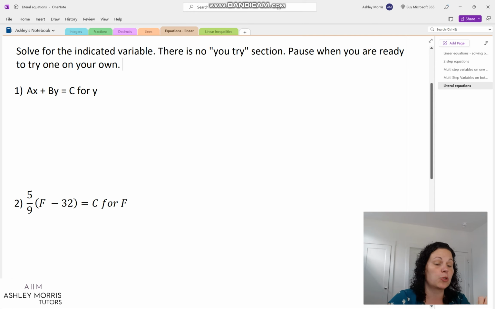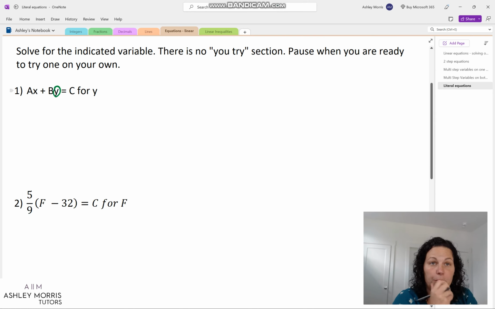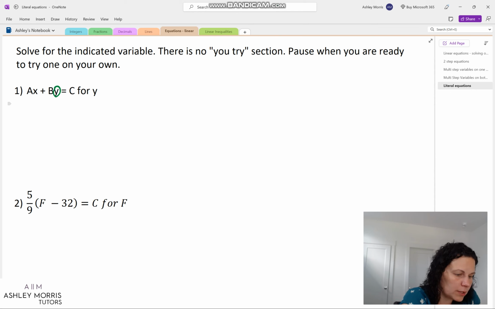Now, there is no you try section, so just pause when you're ready. So let's get started. We are going to solve this first equation for y. A lot of times I like to highlight or circle the variable I'm looking for, so I don't get distracted along the way. So I've got this stuff plus by. If that stuff was like a 2 or a 4, we would subtract it to the other side. Well, that ax, that's just a number. So we're going to subtract it. We're going to subtract ax. So now that ax is gone.